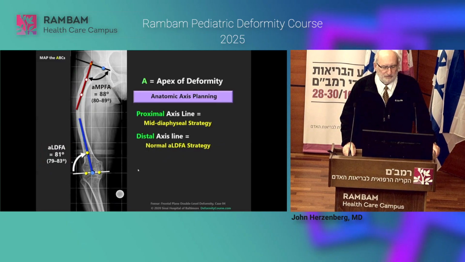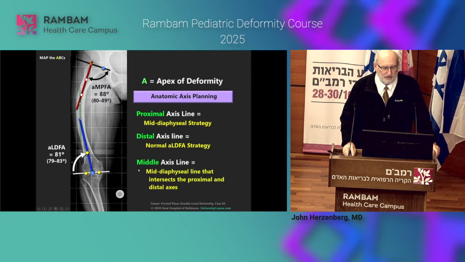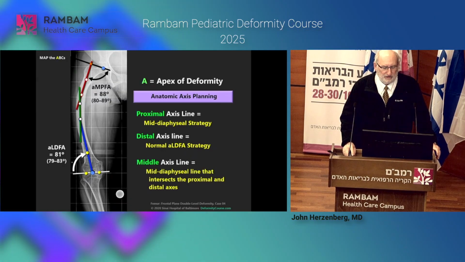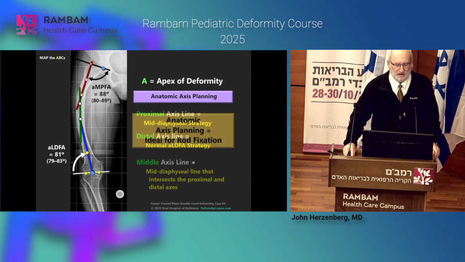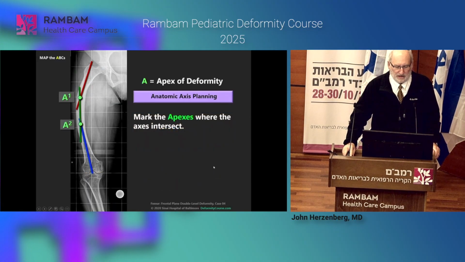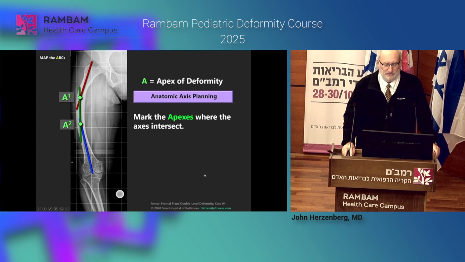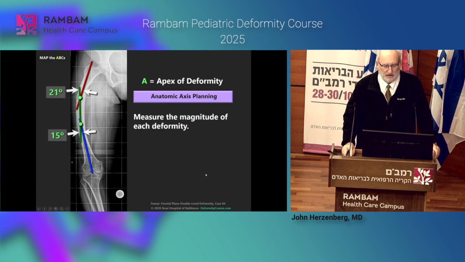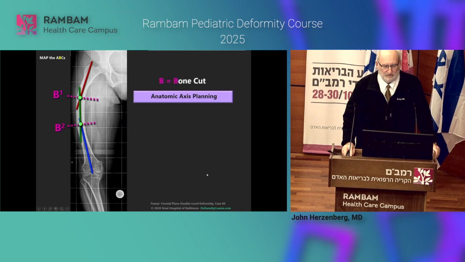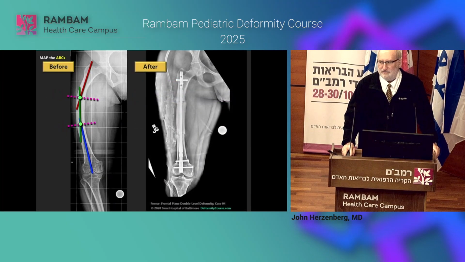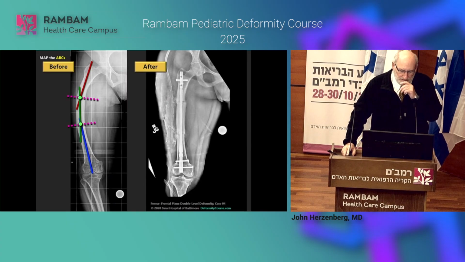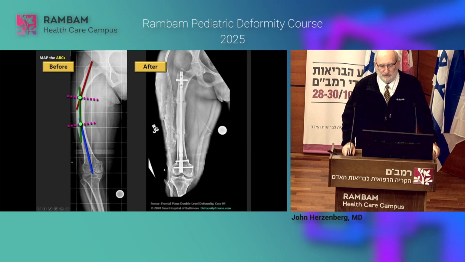And so we draw an 81 degree line and we'll get one intersection, but we know in a curved bone we really need to have two. So we draw a third line that gives us two apices, two intersections, A1, apex 1, apex 2. And now we can take that information to the operating room, make two bone cuts, and put in, in this case, a retrograde IM nail with the two osteotomies.